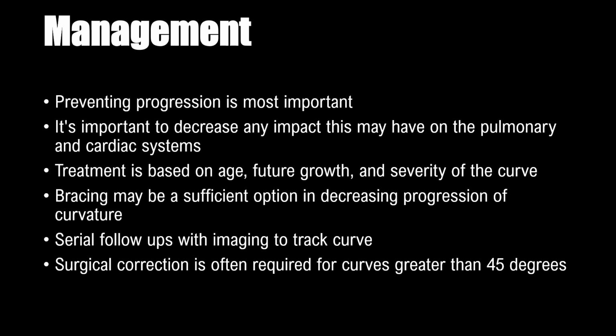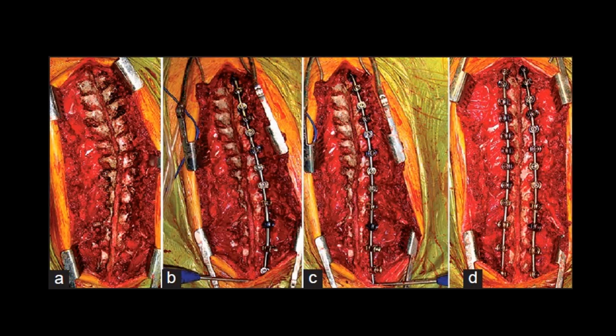And then, for more severe cases, surgical correction is often required, and that's for curves that are more than 45 degrees. And what is done is actually a spinal fusion with rod placement and bone grafting. And this is that lovely picture of fixing the curve. In picture A, it's showing you the scoliosis curve. And B, C, and D is just adding in the rods and kind of straightening that curve right out.